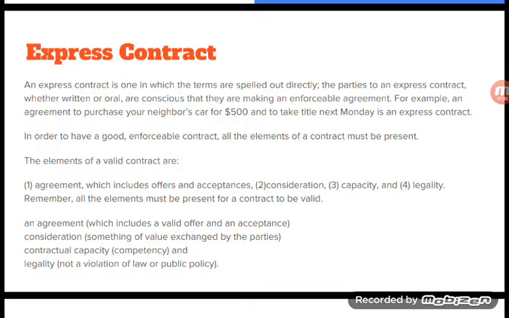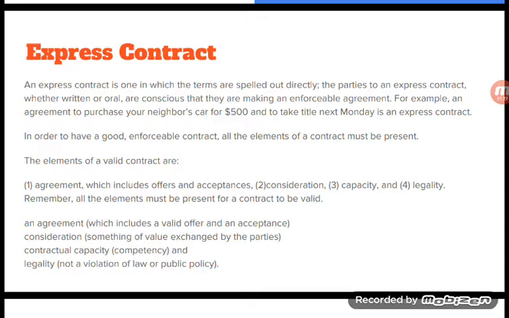Important to note here, express contract might sound very formalistic, but it can be oral or written. For example, an agreement to purchase your neighbor's car for $500 and to take title next Monday is an express contract. Very important to know what are the various elements to show that a contract exists.